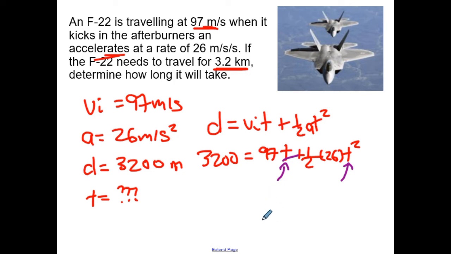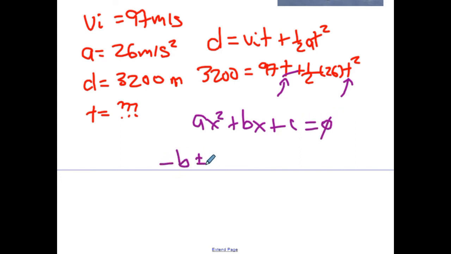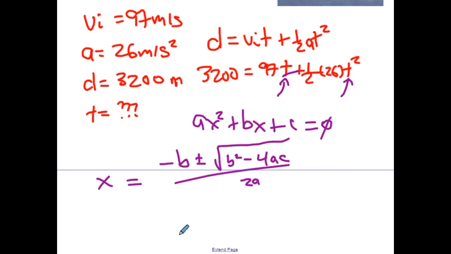But this is a quadratic formula example. For those of you who know how the quadratic formula works, it works like this. If you ever have something in the form ax squared plus bx plus c equals 0, you can use the quadratic formula of negative b plus or minus the square root of b squared minus 4ac all over 2a. And that will help you solve for x values. And that's very useful whenever you have something with a power of 2, a power of 1, and a constant term.